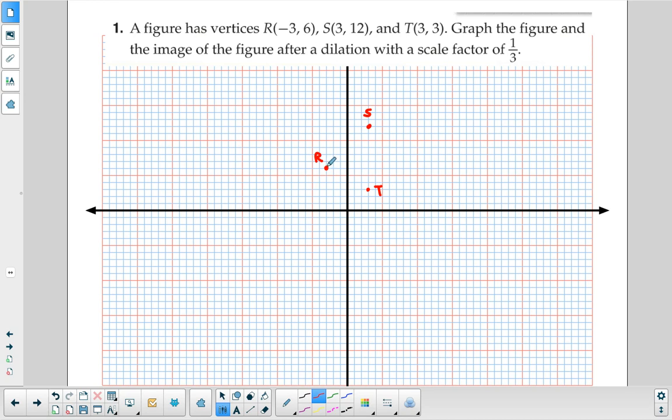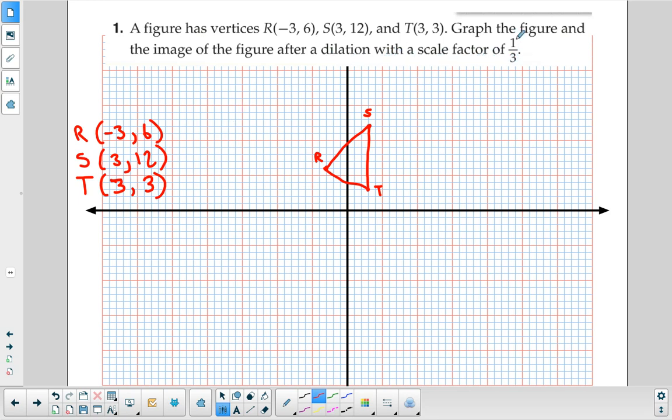I can go ahead and connect those. So I'll try to be as careful as I can to make them straight lines. All right, so the original points are labeled, and this would be a good thing for you to write down as well. So we have R, S, and T: R is -3, 6, S is 3, 12, and T is 3, 3.